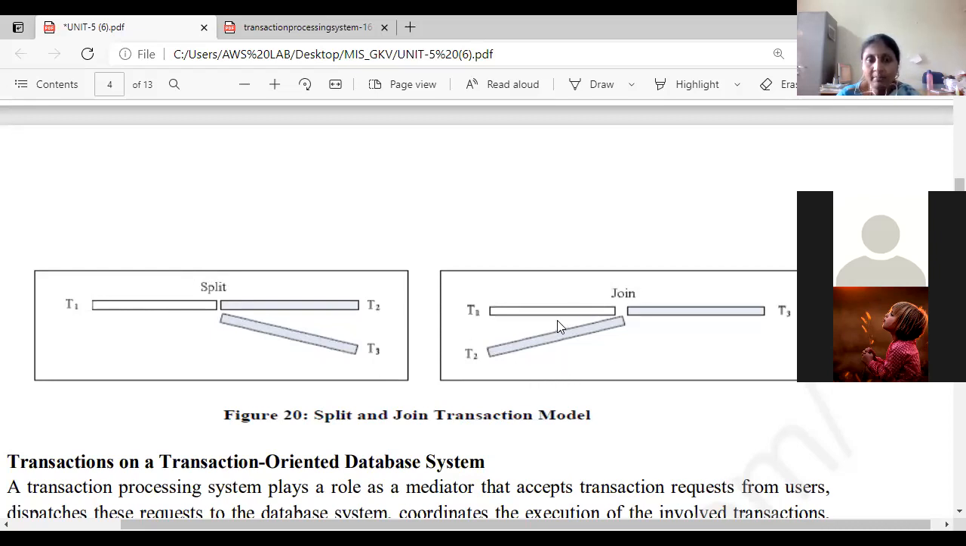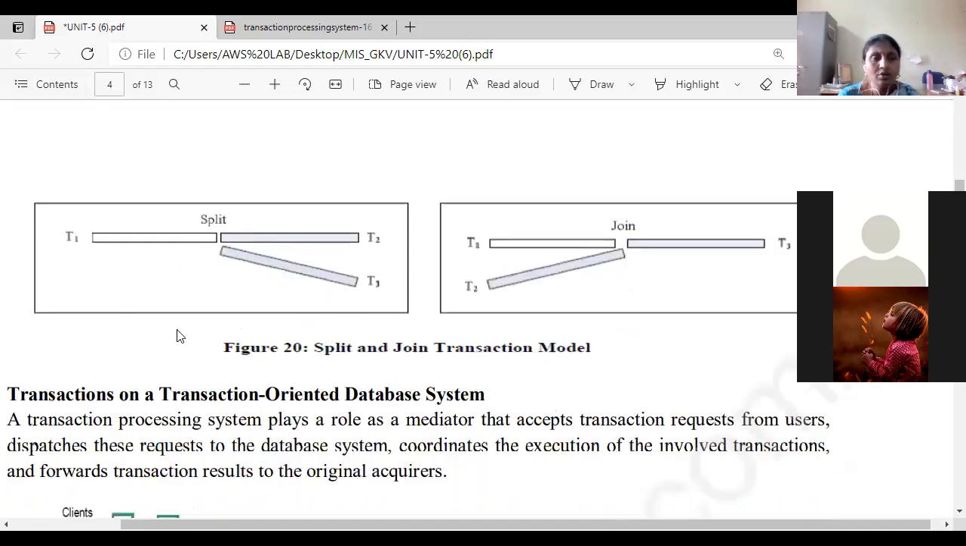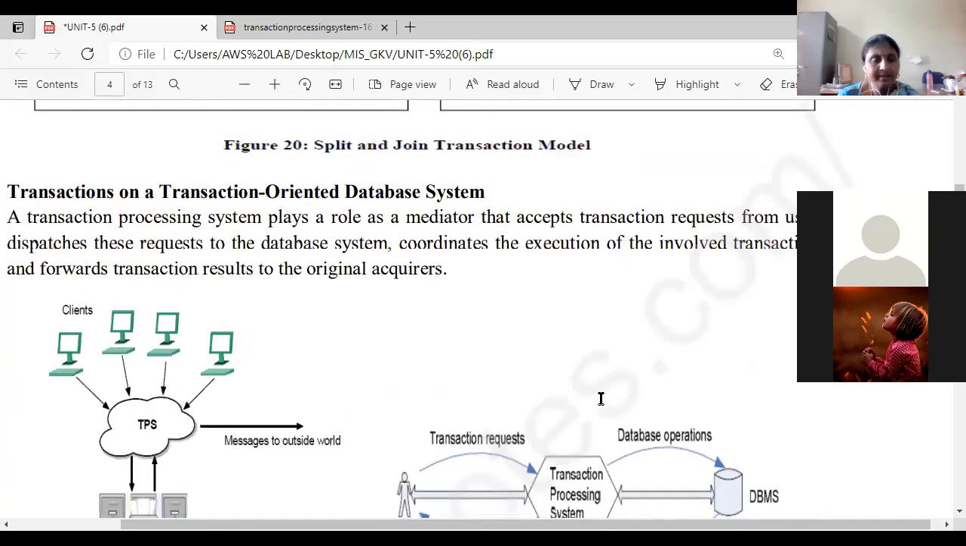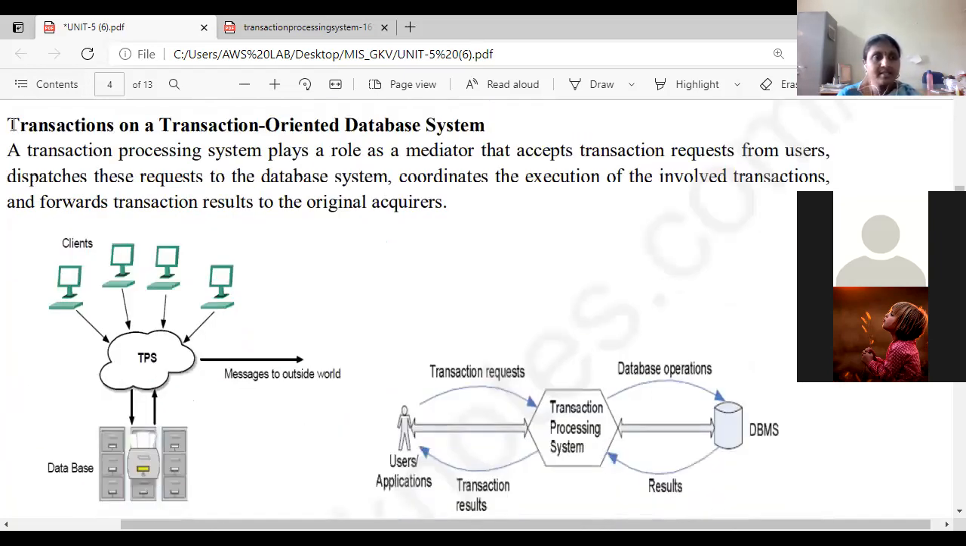Here join means we have some T1 and T2 transactions, and we are joining them. That means we want to match the results of these transactions. So we are combining these two transactions into a T3 transaction. That is the join operation. So note down this diagram, then you can write the content. Okay, next, transaction in a transaction oriented database system.